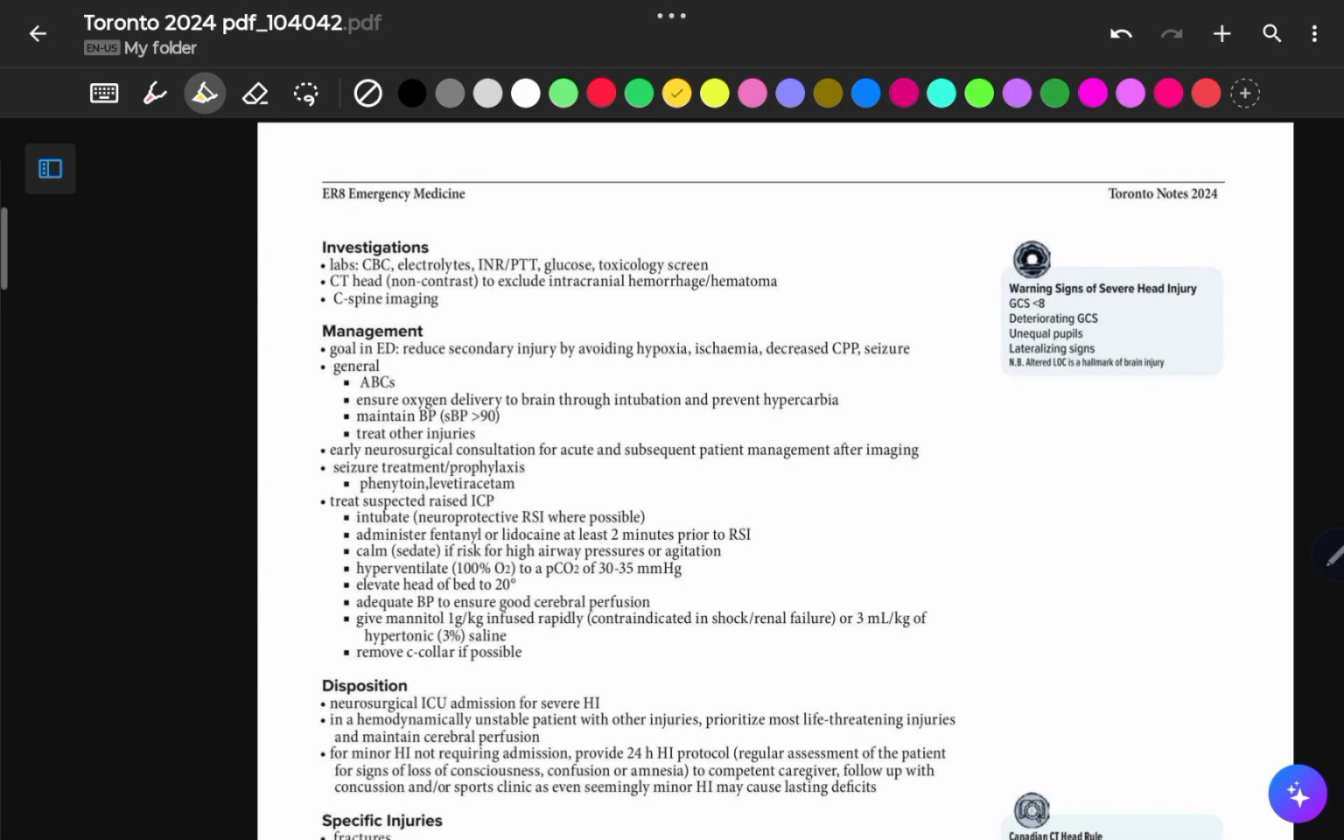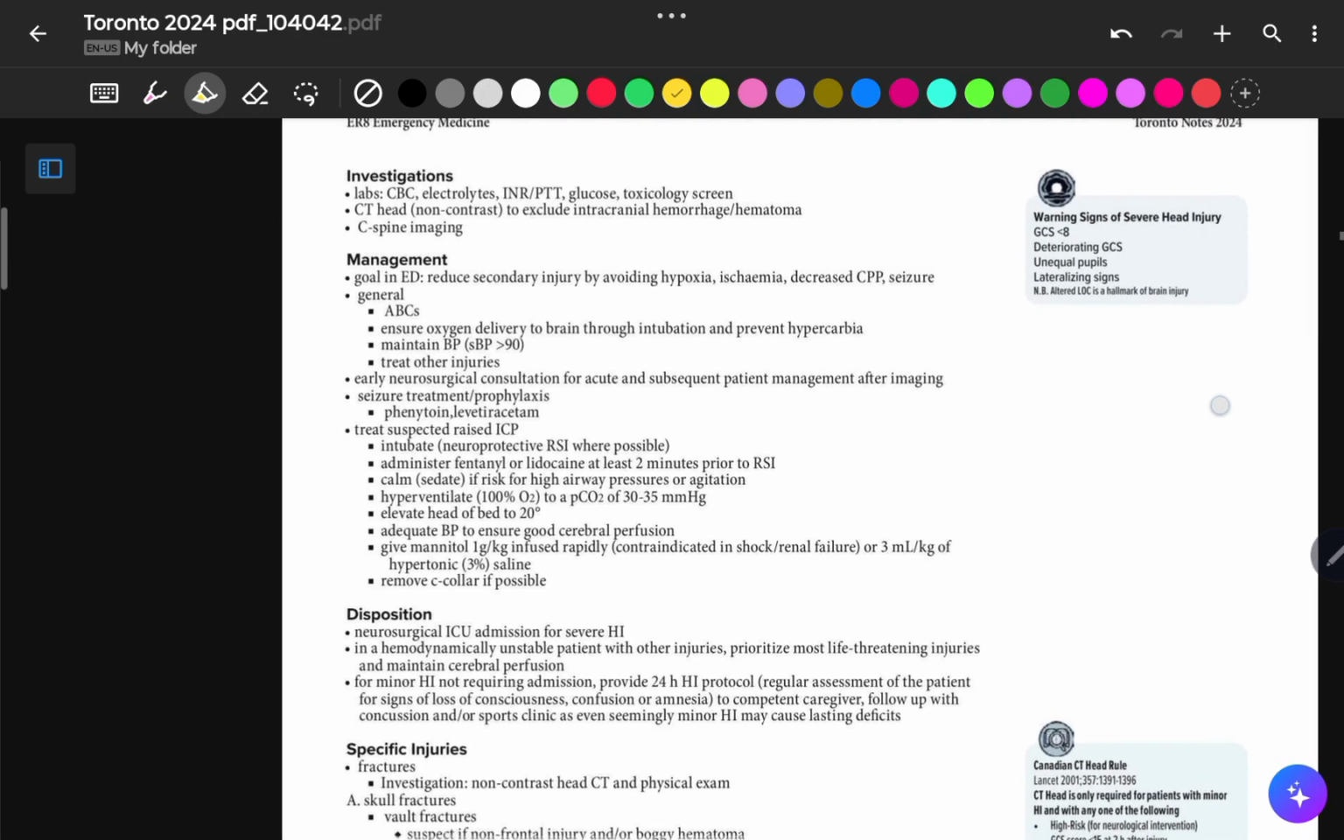So what are the warning signs of severe head injury? If a patient has a GCS less than 8, think about severe head injury. If they are deteriorating in the GCS, initially they were 15, now they are 10, there's a severity in their head injury. If the pupils are unequal, and if you have lateralizing signs like weakness, poor tone, poor reflexes.